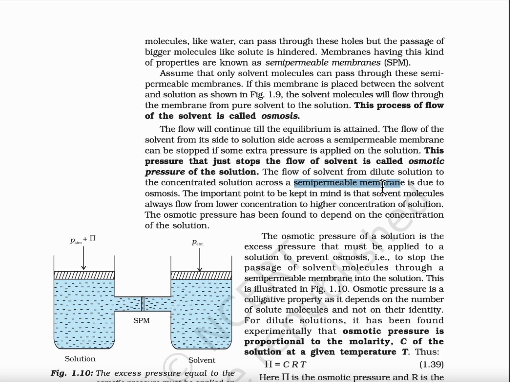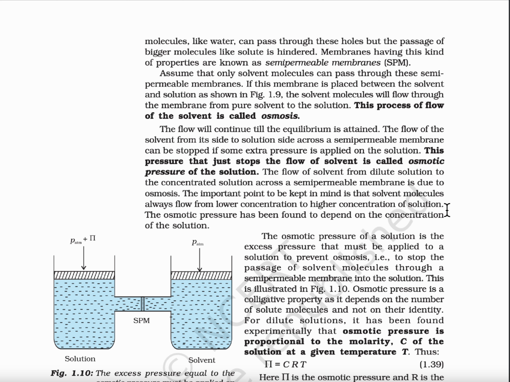And this semi-permeable membrane word is very, very important. The important point to be kept in mind is that solvent molecules always flow from lower concentration to higher concentration of solution. I mean, see, I told you higher concentration to lower concentration. I meant that higher concentration of solvent in that particular area to lower concentration of solvent in that particular area. So I meant that solution will have low concentrations of solvent here. So do not get confused. Now we'll learn from this itself. Lower concentration, they mean is dilute, to higher concentration here is concentrated solution. They mean here all about solution, and I meant about solvent.